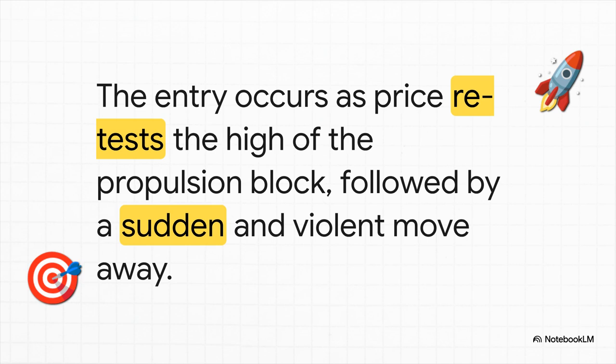So, the million-dollar question, how do we trade it? Well, the entry happens when price comes back and retests the high of that propulsion block. And the reaction? It should be fast. According to ICT, you're looking for a sudden, maybe even a violent move away from that level. That instant feedback is what tells you the setup is the real deal.